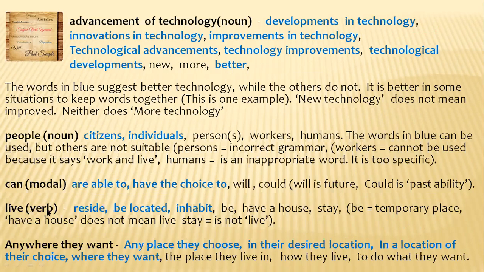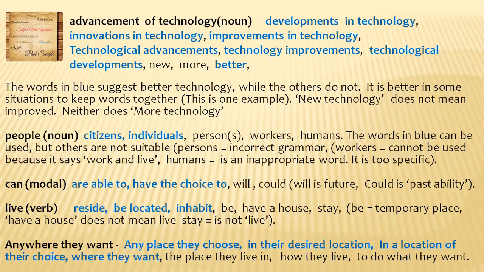Live is a verb. Reside, be located, inhabit. What we don't say is be, have a house or stay, which again I see a lot. Be means to just be in a place. It doesn't talk about where you live or where you work. I am in a shopping mall. I am at a swimming pool. I am in a cafe. That just tells me where you are now or where you are at a certain time. So we don't use that verb.